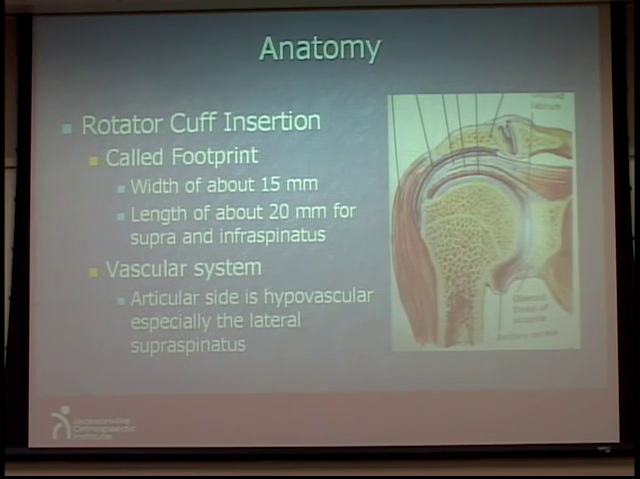Another thing to know about the anatomy is the vascular system to the rotator cuff, which leaves the rotator cuff vulnerable in a hypovascular state at the supraspinatus insertion.